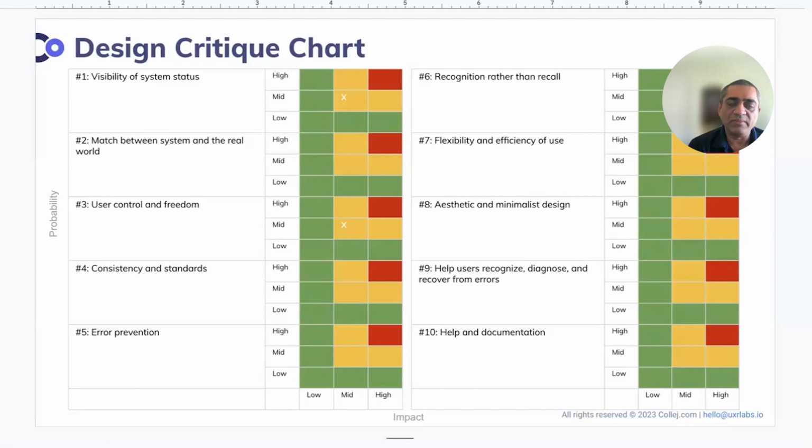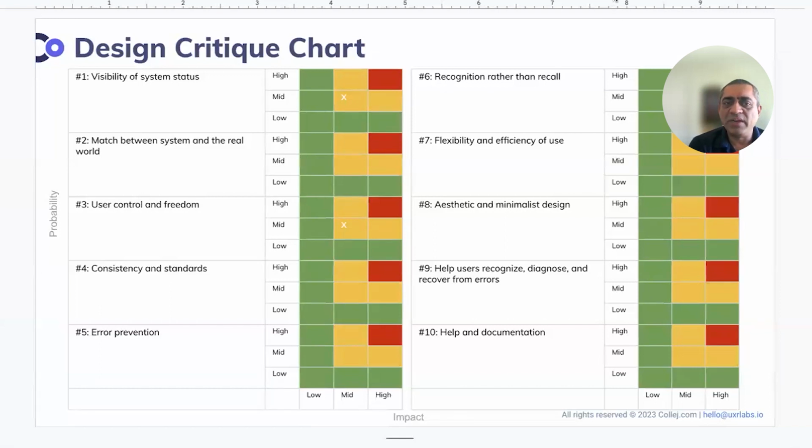User control and freedom is with. So I would actually argue that user control and freedom is probably, everybody's going to have the problem. Everybody's going to see that the buttons are not immediately visible. However, the impact is low. Okay. So I would say it's a high-low game.